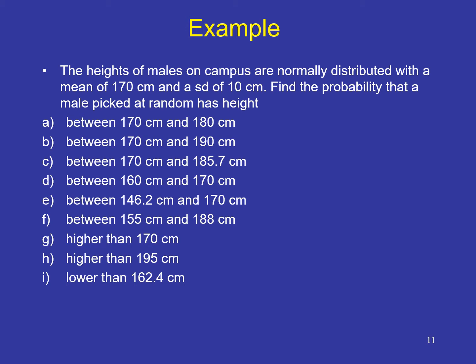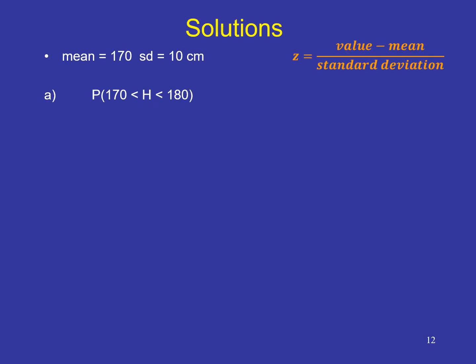The heights of males on campus are normally distributed with a mean of 170 and a standard deviation of 10. The question asks us to find the probability of these various situations. First, let's find the probability that a male picked at random has a height between 170 and 180 centimeters. This is the information we're given: the mean is 170 and the standard deviation is 10. Question A asks us to find the probability that someone is between 170 and 180 centimeters.